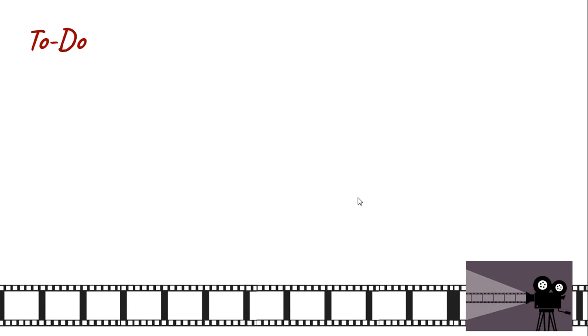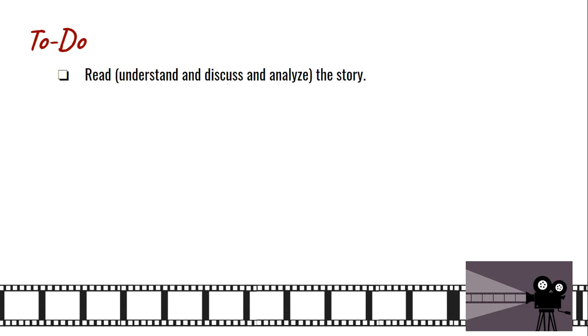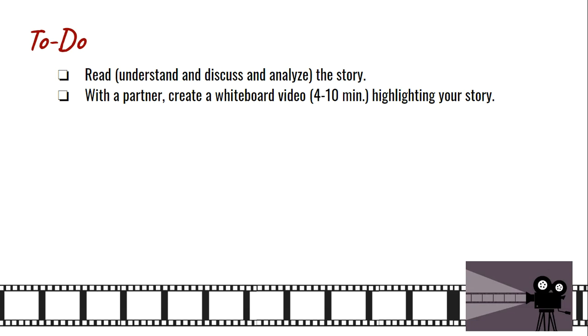What are you going to do for this unit? It's going to be a little bit different. So, of course, usually you read and try to analyze stories in your literature book for their literary value and themes and those kinds of things. So you'll still be doing that, but you are going to have help with a classmate. You'll discuss the story, and then also together you'll create a whiteboard video that highlights your story.